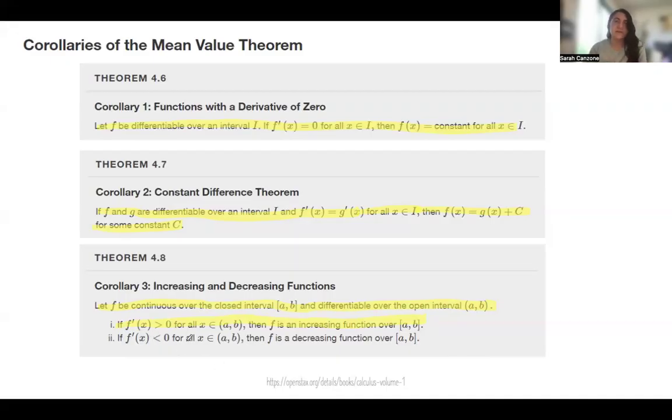And this is something that I believe I mentioned when we were originally talking about derivatives being slope. We had a graph, and I said, look, the slope is positive, and we can note that the derivative will be a positive value. The second part is if the first derivative is less than 0, then it's a decreasing function. So this is a very important corollary.